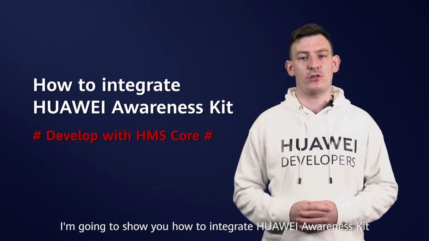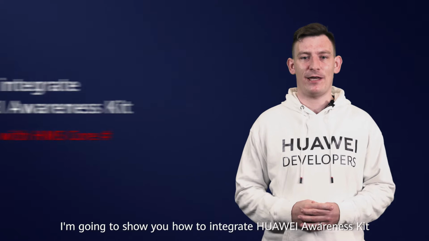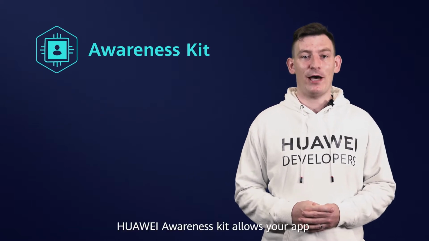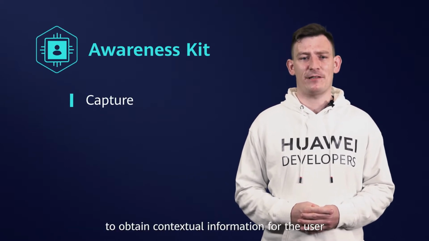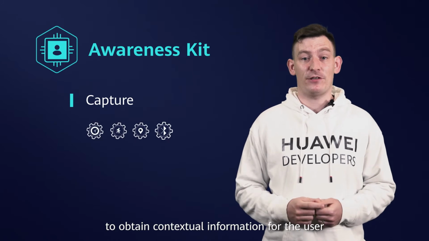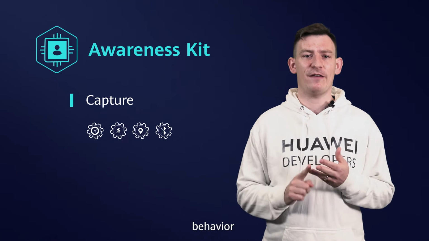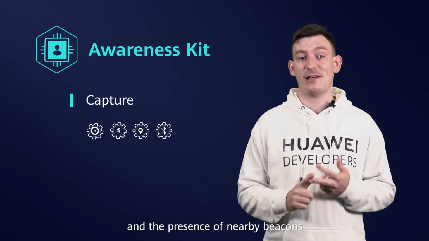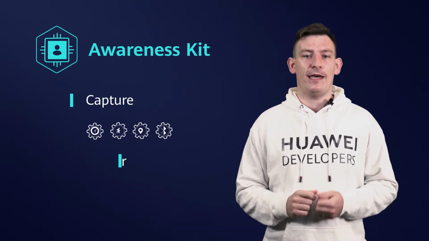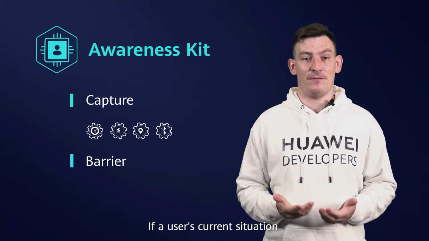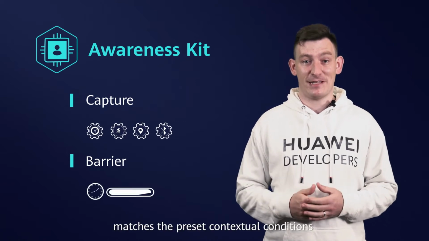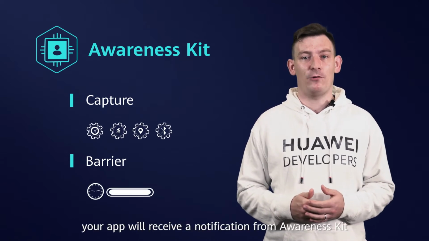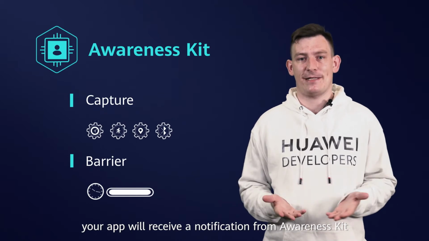Today, I'm going to show you how to integrate HUAWEI Awareness Kit. HUAWEI Awareness Kit allows your app to obtain contextual information for the user, including time, location, weather, behavior, headset status, ambient lighting, Bluetooth car stereo status, and the presence of nearby beacons. If a user's current situation matches the preset contextual conditions, your app will receive a notification from Awareness Kit.